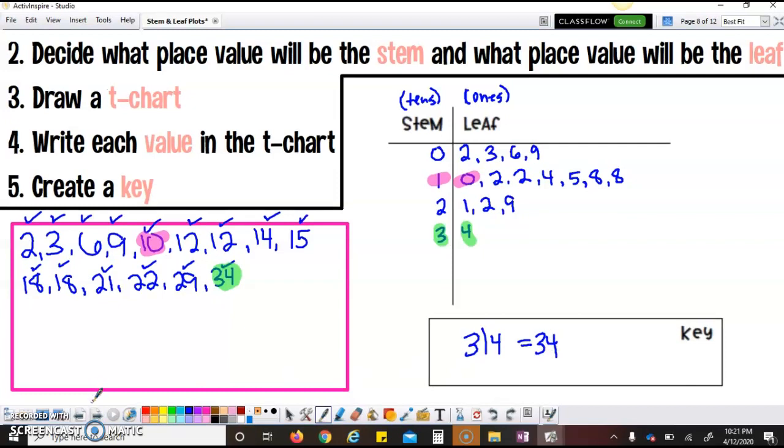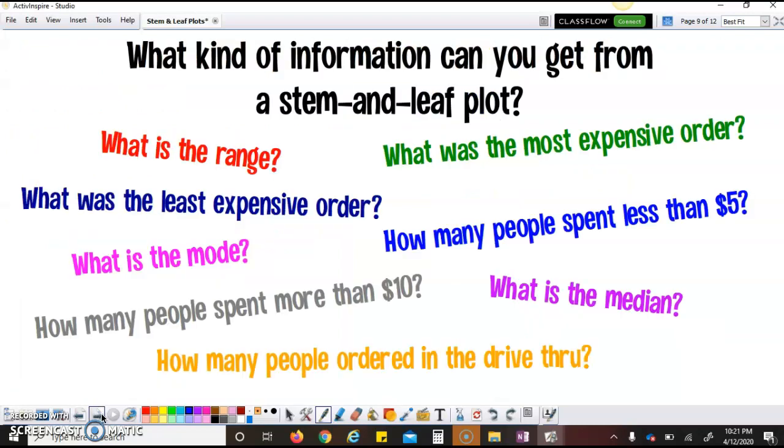Okay, so now that we've got our stem and leaf plot created, let's see what kind of questions we can answer from a stem and leaf plot. So what kind of information can we get from a stem and leaf plot? We can find out things such as range. What was the least expensive order? What was the most expensive order? How many people spent less than $5? What's the median? What's the mode? How many people spent more than $10? Okay. How many people ordered it all in the drive-thru? So all of these questions we can answer from our stem and leaf plot.